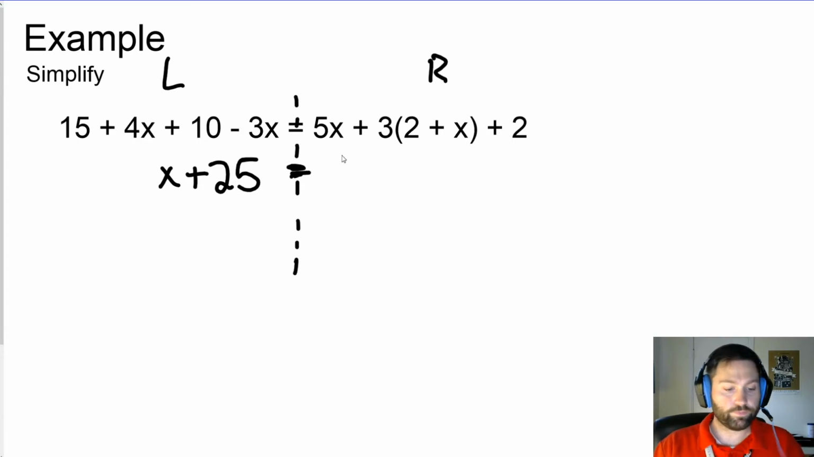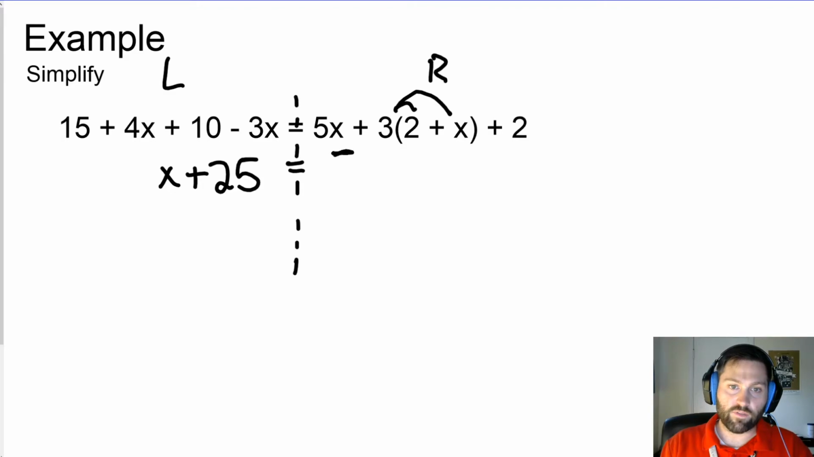And that will be equal to, I'm actually going to go ahead and wipe that out. That's going to be equal to, over here on the other side, I have to distribute first. So I will draw my distributive arcs for you guys. So you see 5x plus 6 plus 3x plus 2. And now that I've done the distributing, I can go ahead and combine my like terms.